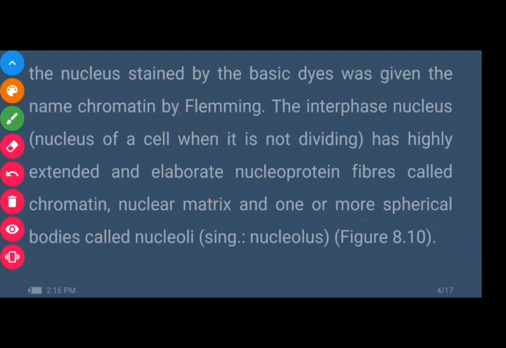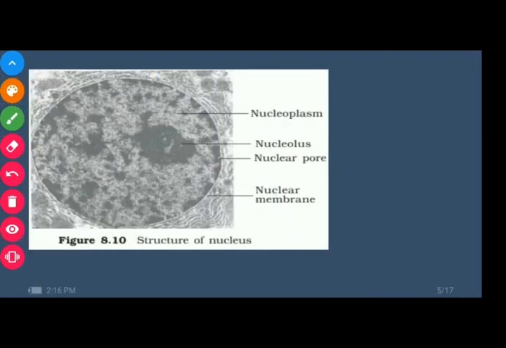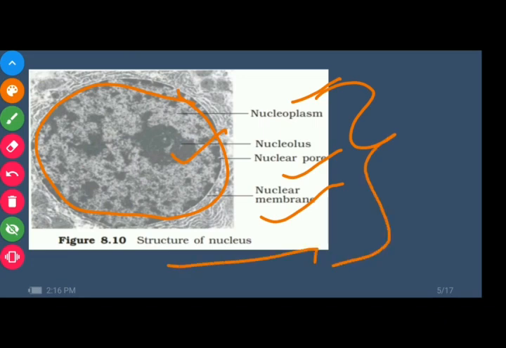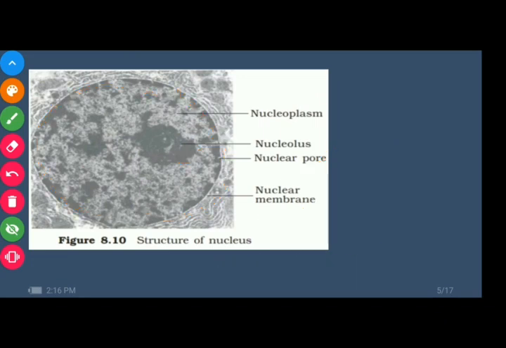Now all these are nucleus parts. See, this is the structure of the nucleus. It consists of the nucleolus in the center, and around this nucleolus the nucleoplasm is present. This is covered by a membrane called the nuclear membrane, and on the nuclear membrane, nuclear pores are present. So this is the complete structure of the nucleus, and we will see it in detail.